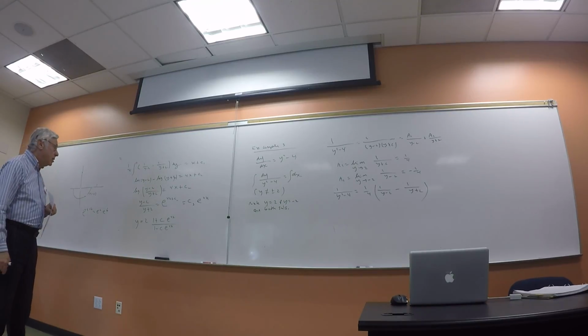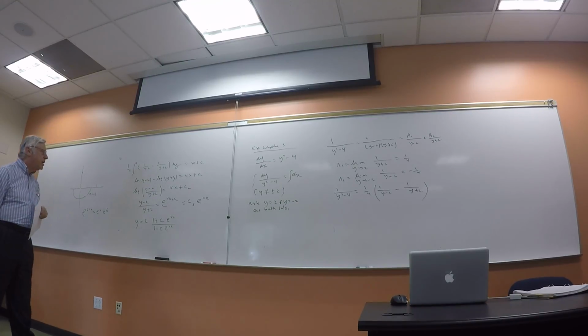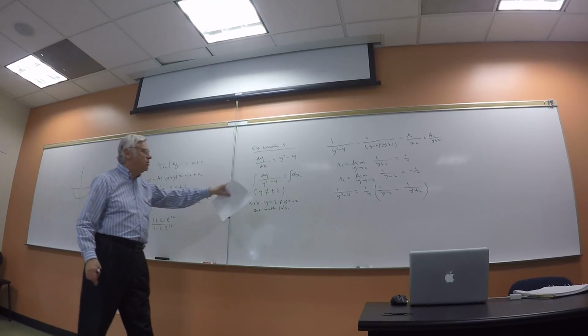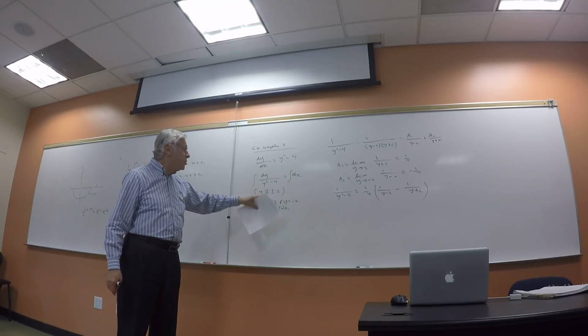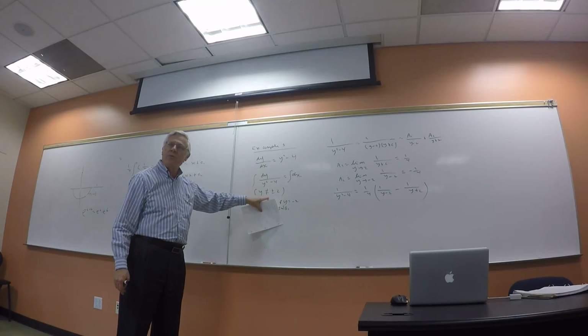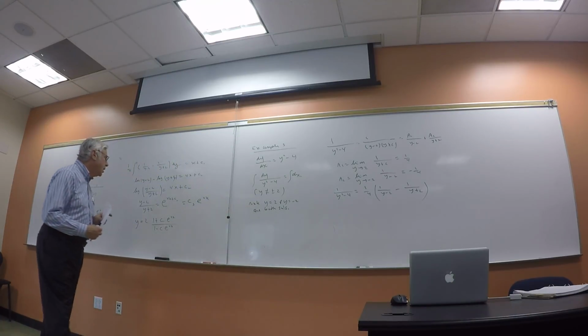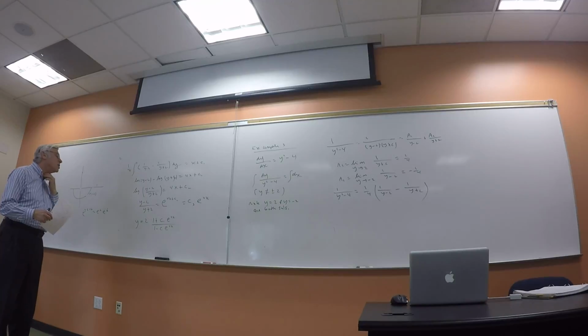Now, that looks like the general solution. It's got one arbitrary constant. But remember, we divided through by y squared minus 4, and we may lose one of these two guys, y equals 2, y equals minus 2. Let's see. What happens over here now when x goes to negative infinity?